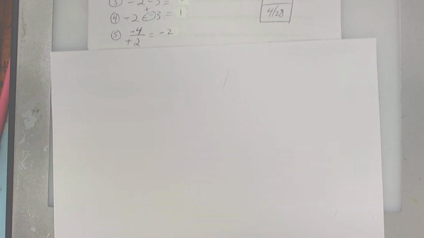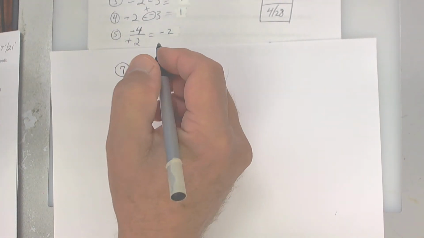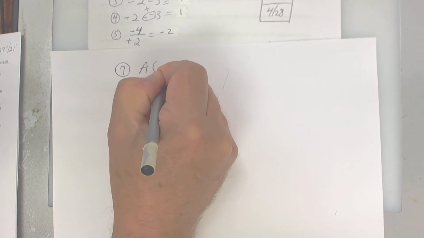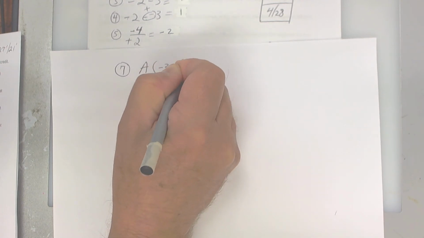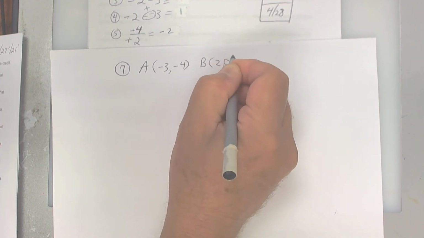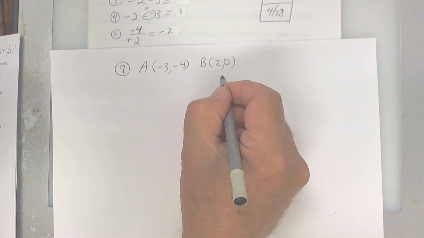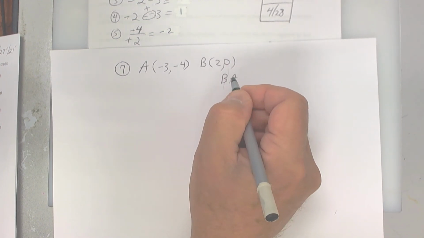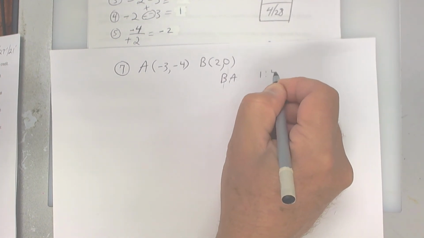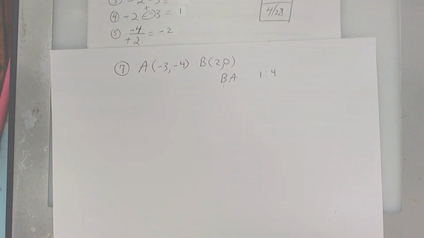And actually, let me give you number 7 on this worksheet today. So let's skip to this one right here. So put number 7 and then put point A and then put point B. And it says from B to A, the ratio is 1 to 4. So this is a little different because we're going from B to A. So let's take a look at it.